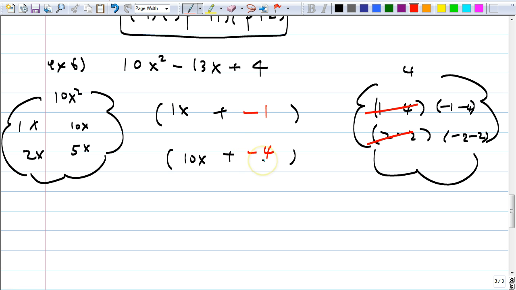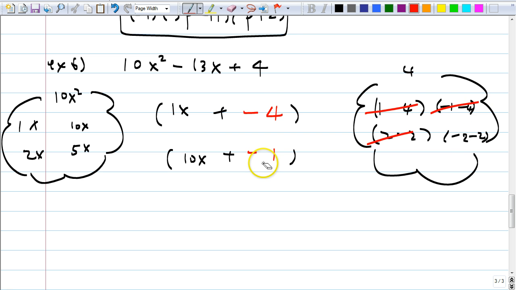Does this work? I get negative 4x and negative 10x. That's close, but it's not quite negative 13, is it? I get negative 14. Can I just use the one that's close? No, you can't. Okay. So I can't use that one. So then, am I done with negative 1, negative 4? No, don't forget, you got to try the other way, which is negative 4, negative 1. Does this work? No, yeah, negative 40 is even worse. Okay, so now I can get rid of this.